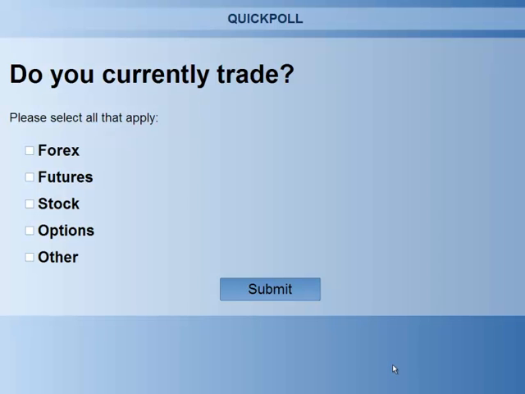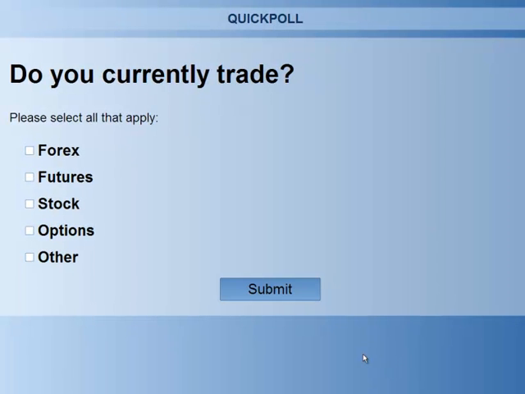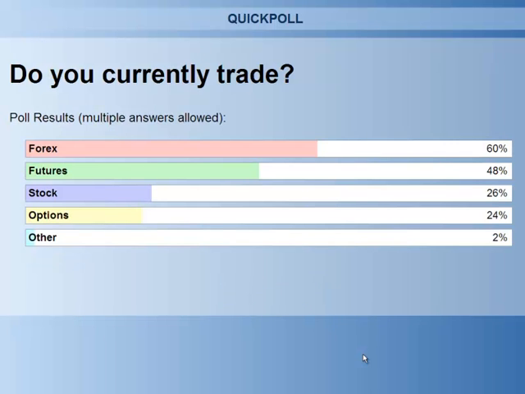I'll give you all another second or two to get voted. We got about 84% of the people have voted, so that's probably good enough to say that this is a good result. Let me share the results with you guys too. We've got about 60% Forex, 48% futures, and a good healthy split between stock and options.